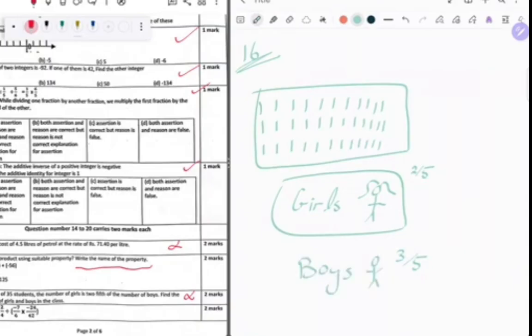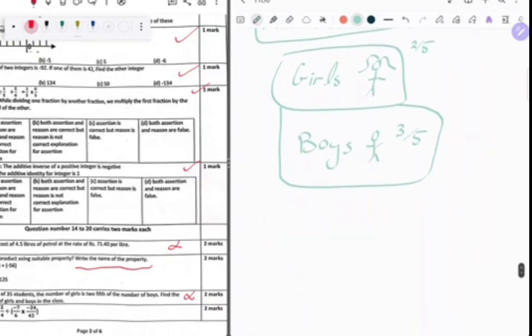3/5 are the boys. Yes or no? The number of girls is 2/5 the number of boys. Wait, I guess I'm making a mistake here. The number of girls is 2/5 the number of boys. Yeah, basically. If I say the boys, the number of girls is 2/5 the number of boys.